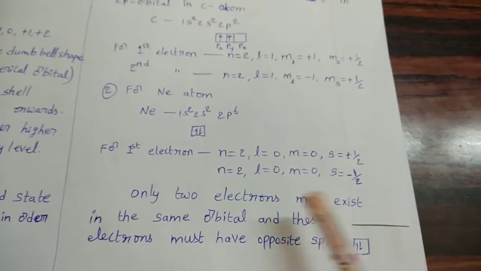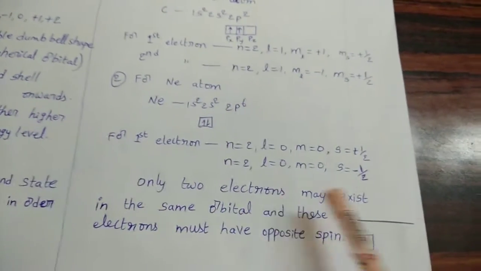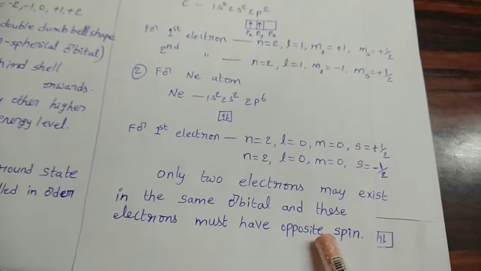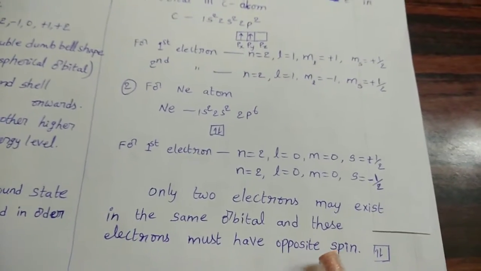That's why we can state the Pauli exclusion principle in this way also. Only two electrons may exist in the same orbital and these electrons must have opposite spin. Okay, very important point for multiple choice questions. Remember carefully. Next.